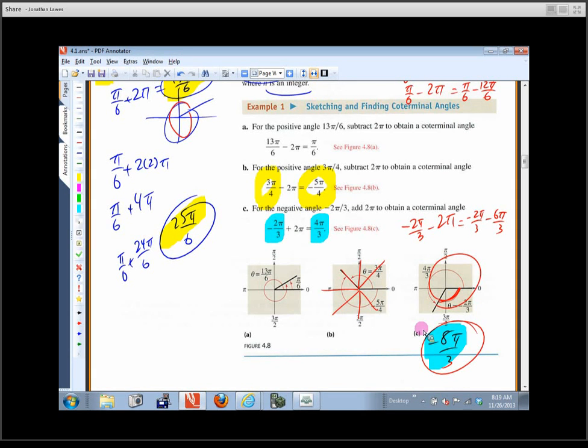Any questions? Okay, raise your hand if you've seen this before. This is pretty familiar. Okay, raise your hand if you haven't seen this at all and this is brand new. Okay, so we're about half and half.